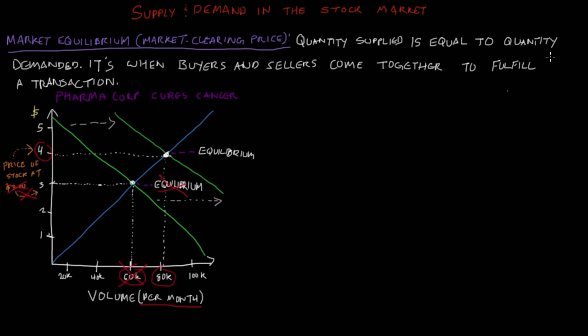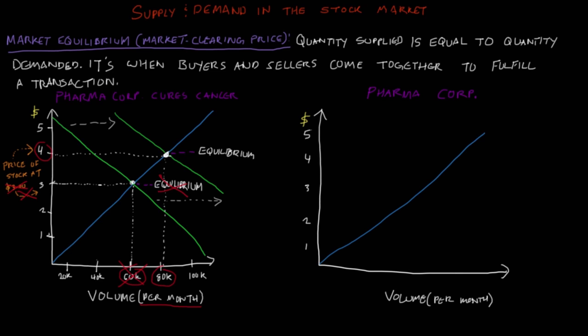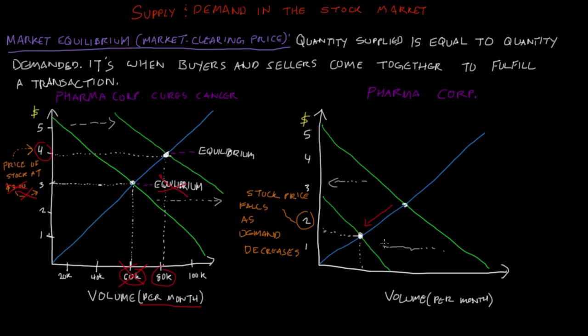And the same is true when there is a decrease in demand. As the demand curve is shifted to the left, the demand curve appears to be falling, when in fact it's just moving to the left. And we can see what happens to the price of the stock when demand is reduced. The price starts to fall.